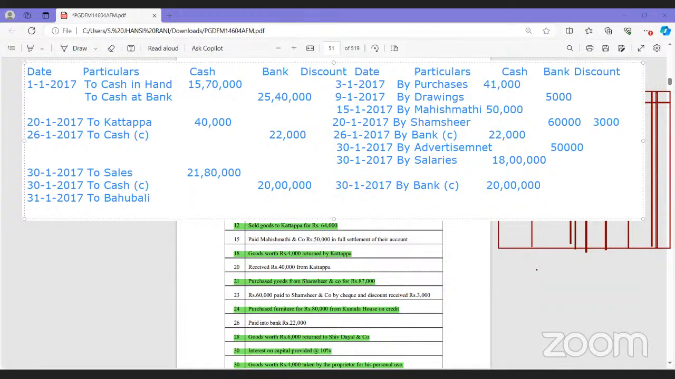So I'll write in the cash column the amount 59,000, and we are receiving discount. I think after a long time we got discount on the debit side. So the discount is 1,000.